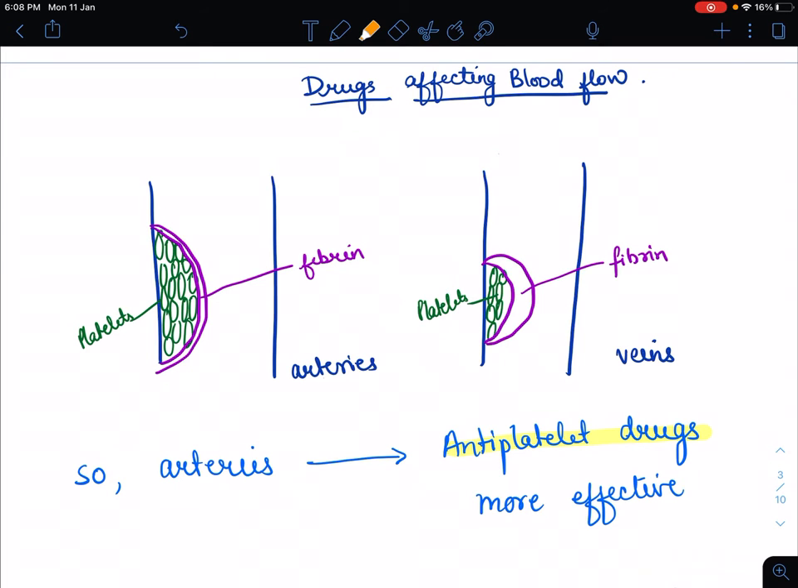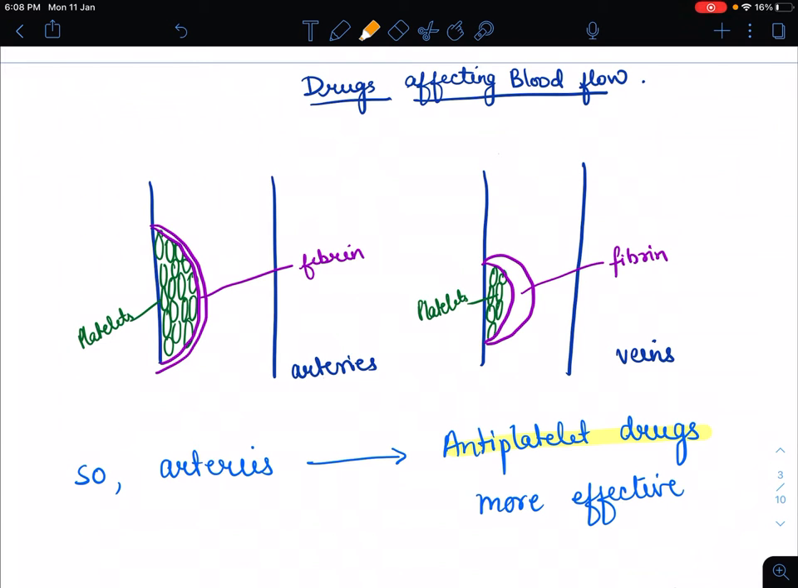So today we are discussing drugs affecting the blood flow. Here I am writing about the main difference between arteries and veins, that is, on which blood vessels antiplatelet drugs are going to act and in which vessels antifibrin drugs are going to act. As we all know, in arteries the concentration of platelets is more as compared to fibrin, and in veins the concentration of platelets is less as compared to fibrin.